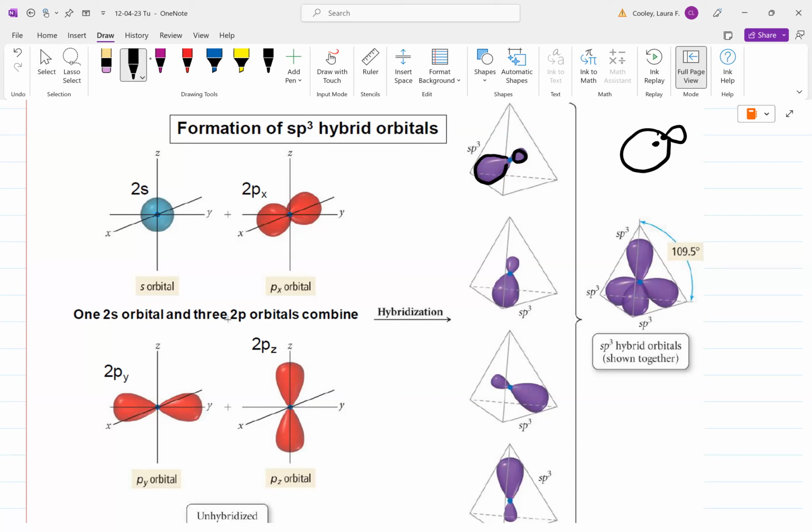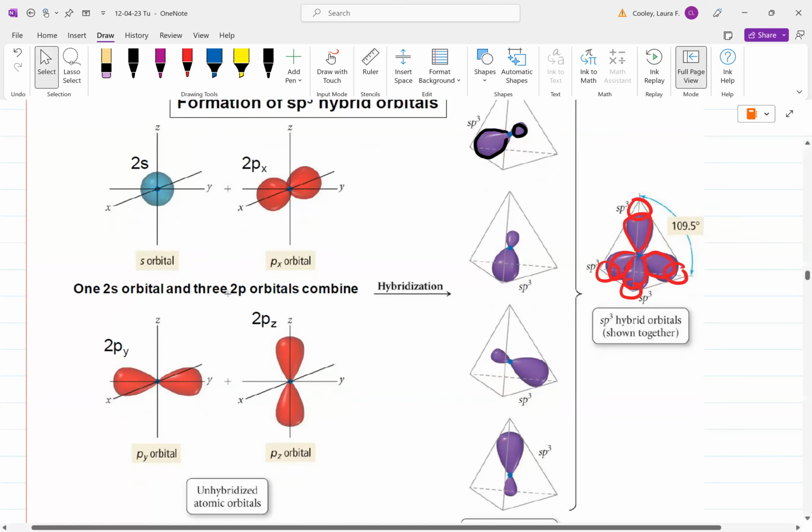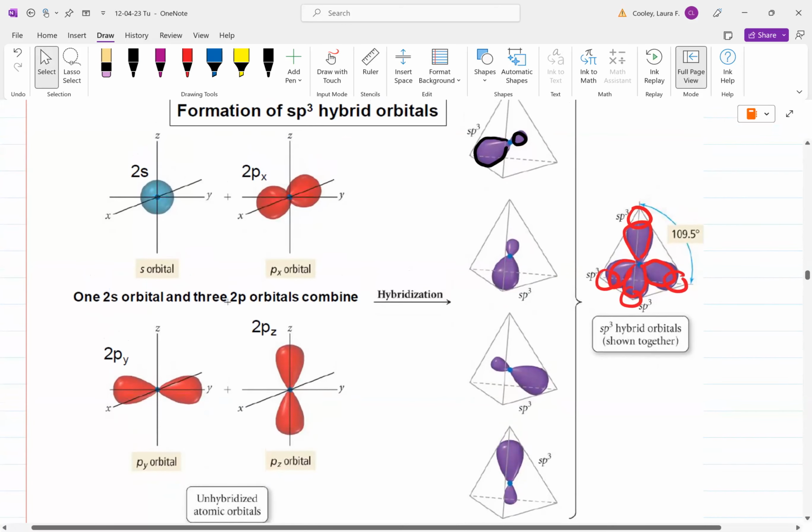But all books draw it like this, and it's not really a big deal. The important thing, the only important thing, is that they point in the 4 different directions needed for 4 equivalent orbitals, so you will overlap with hydrogen in these 4 different directions. So we call each of these an sp3 hybrid.